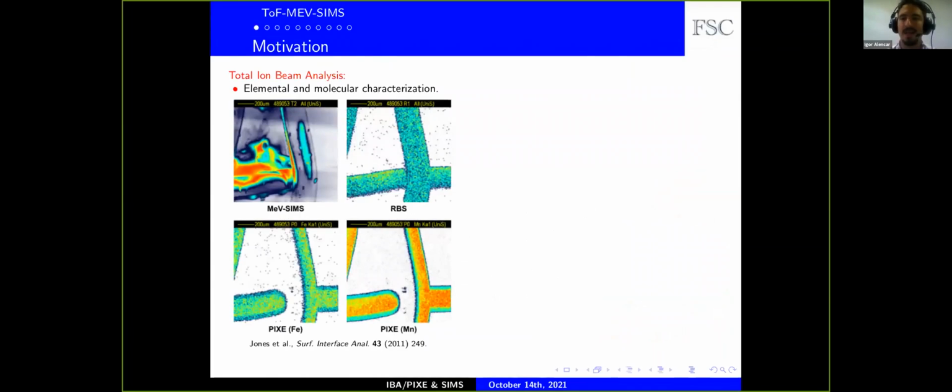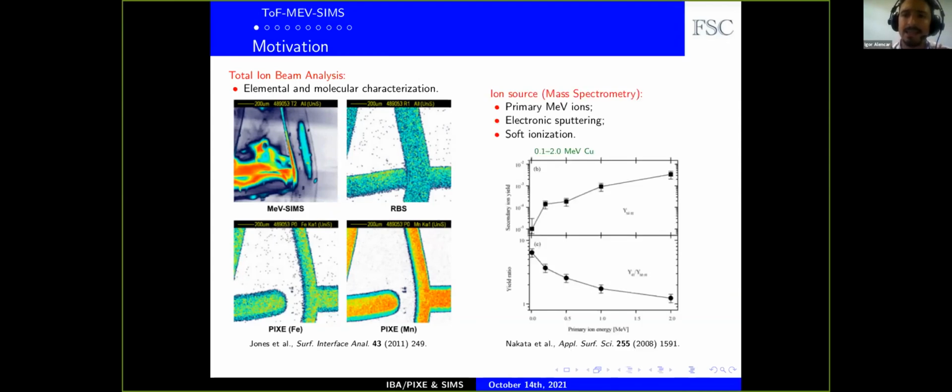So to begin with, and to be very short in the motivation and introduction parts, I would just say that we have, as many members of this community, the interest of developing total ion beam analysis, which is concomitant elemental and molecular characterization. In our lab, as in many labs, we are trying to use the secondary ion mass spectrometry that is enhanced by the use of mega electron volt primary ions.